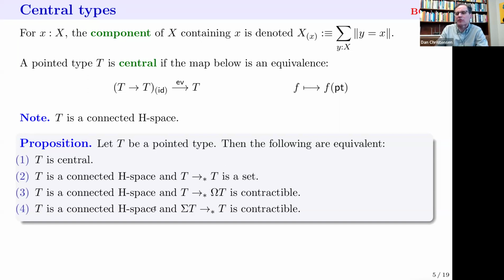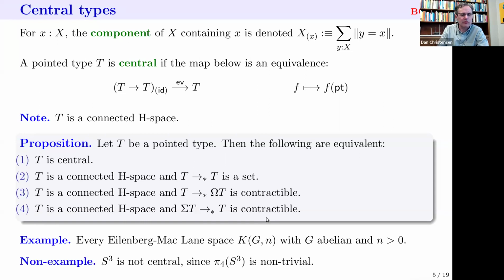So this isn't a very hard proposition, but it shows that there are some very concrete things you can check to see if a type is central. And then we can use those for a couple of examples. So first of all, every Eilenberg-Mac Lane space for an abelian group G at a positive natural number n is central. That's easiest to see from this condition. These are connected H-spaces because they're loop spaces. And the pointed self-maps of a K(G,n) are the group homomorphisms from G to G, which form a set. So we get condition 2 holding.